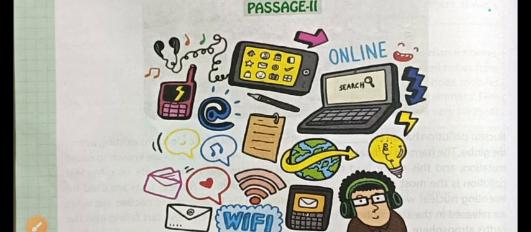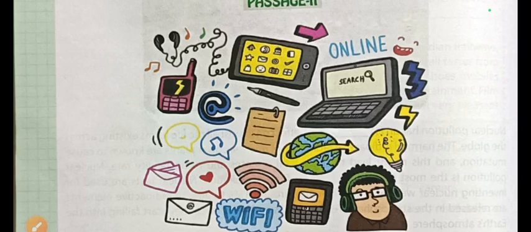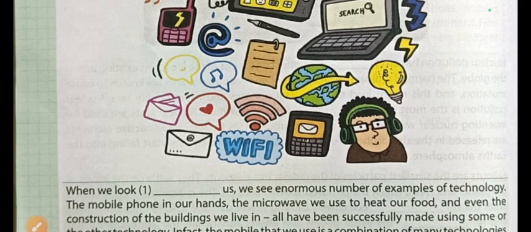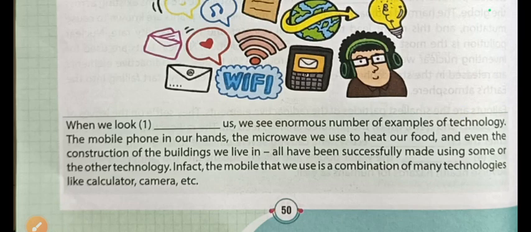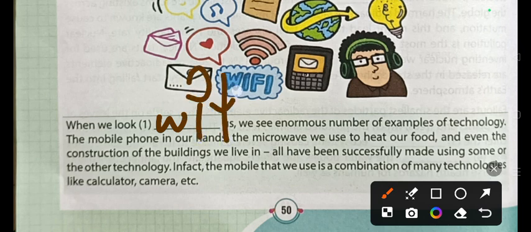You could see the passage. Here are some pictures. It's showing social media, phone, mobile, laptop, Wi-Fi. Okay. So when we look within us, we see an enormous number of examples of technology. The mobile phone in our hands, the microwave we use to heat our food, even the construction of the buildings we live in, all have been successfully made using some technology or other. In fact, the mobile that we use is a combination of many technologies like calculator, camera, etc.